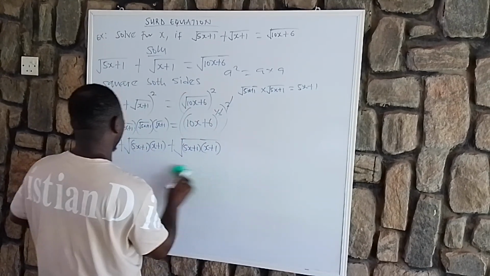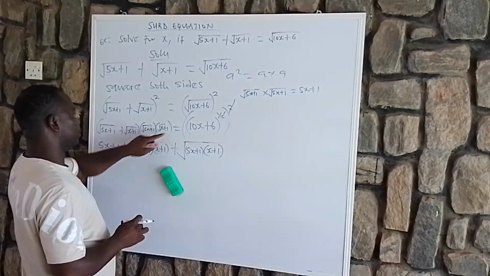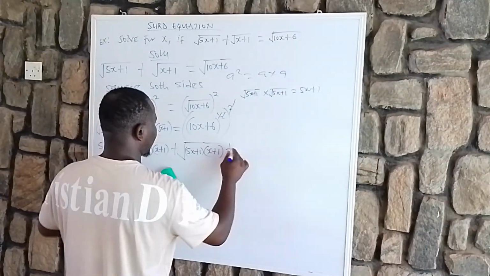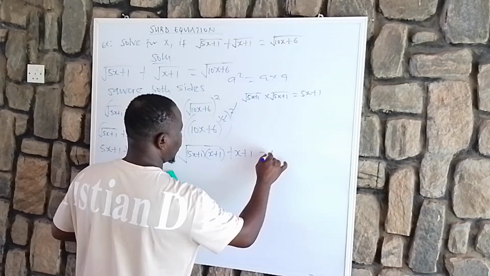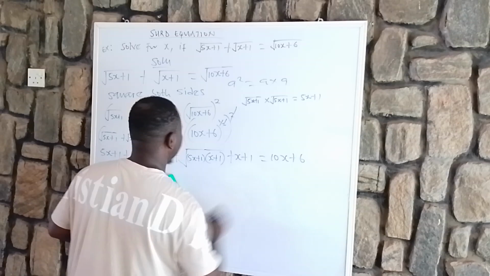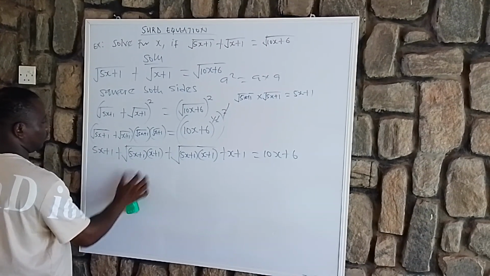Okay, so here, you just want to multiply root x plus 1 times root x plus 1. That gives you x plus 1, two of us. Then this equals 10x plus 6. Okay, look at these square roots.